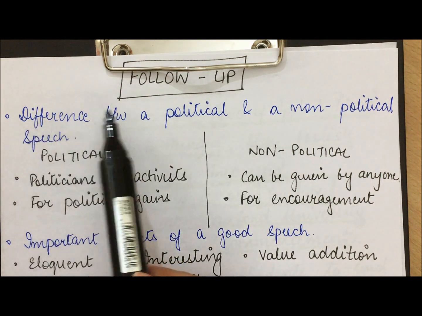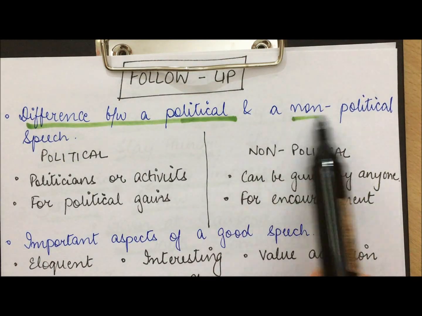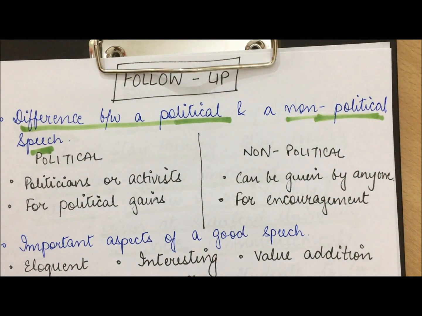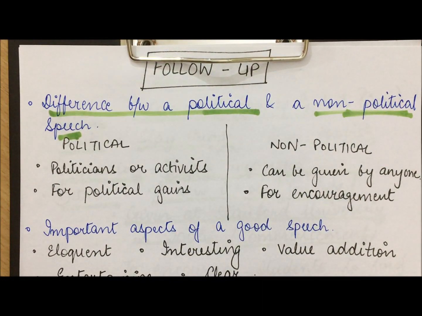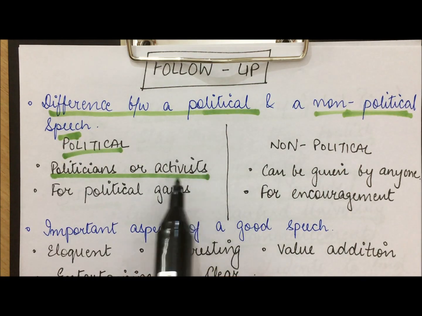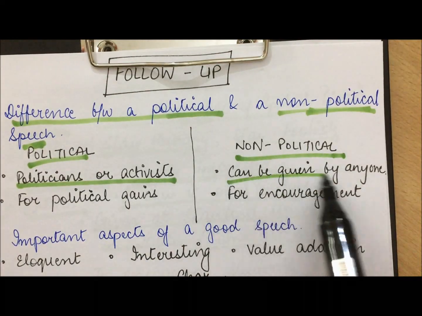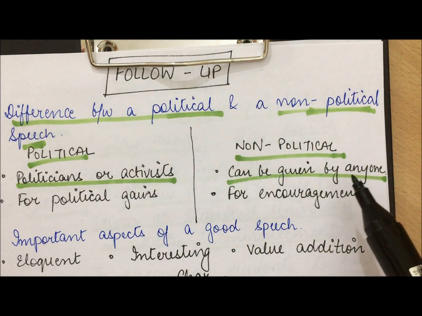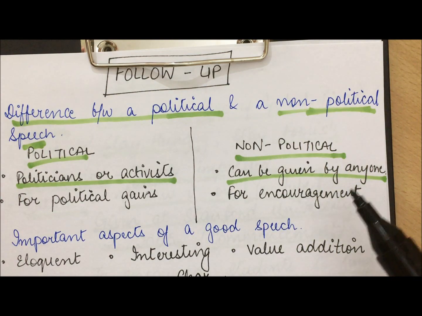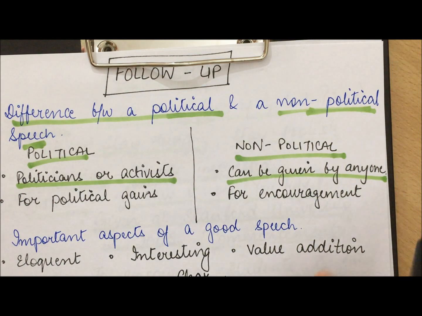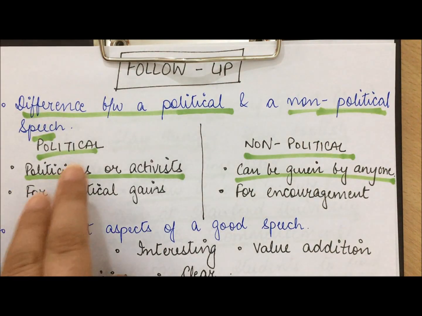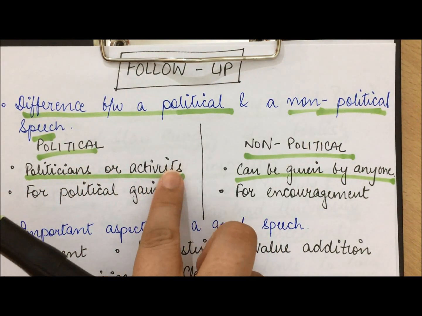So the first question is, what is the difference between a political and a non-political speech? So speeches are of two types generally, political and non-political. So they've asked us what the difference is. So political speeches are given by politicians or activists generally, but non-political speeches can be given by anyone. They can be given by your principal, by your parents, they can even be given by a student, yourself, somebody who is like the CEO of a company. So they can be given by anyone. Political speeches are generally given only by politicians or activists, okay?